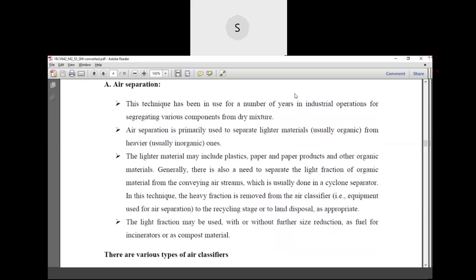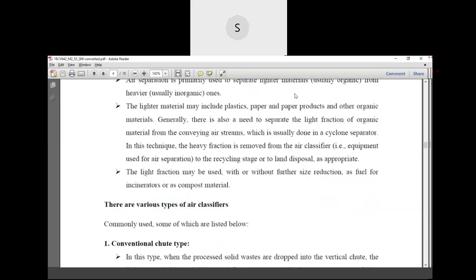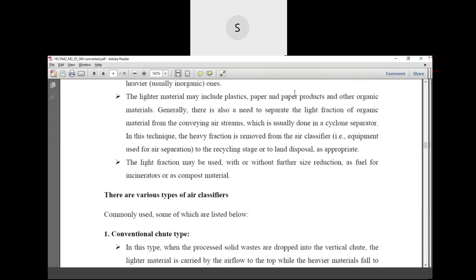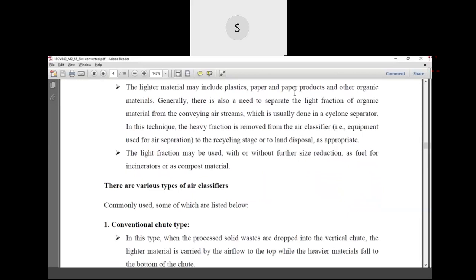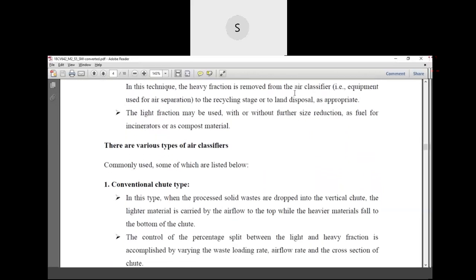In this technique, the heavy fraction is removed from the air classifier to the recycling stage or the land disposal, whichever is appropriate. The light fraction may be used with or without further size reduction as fuel for the incinerators or the compost material. So there are different types of air classifiers which are commonly used.